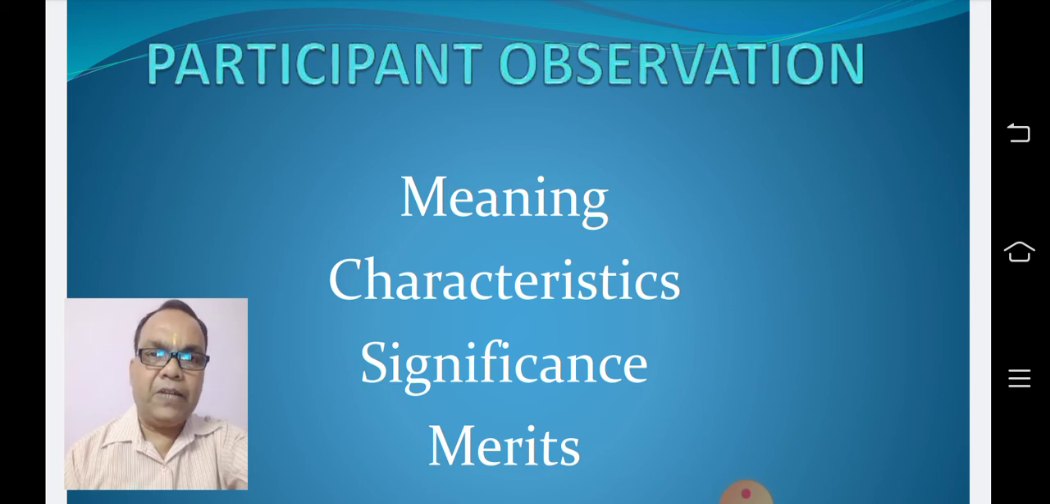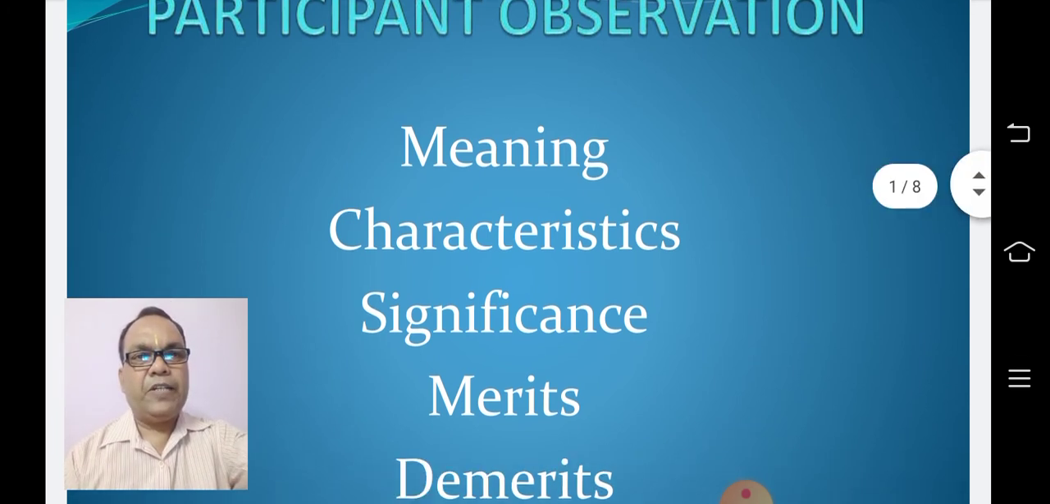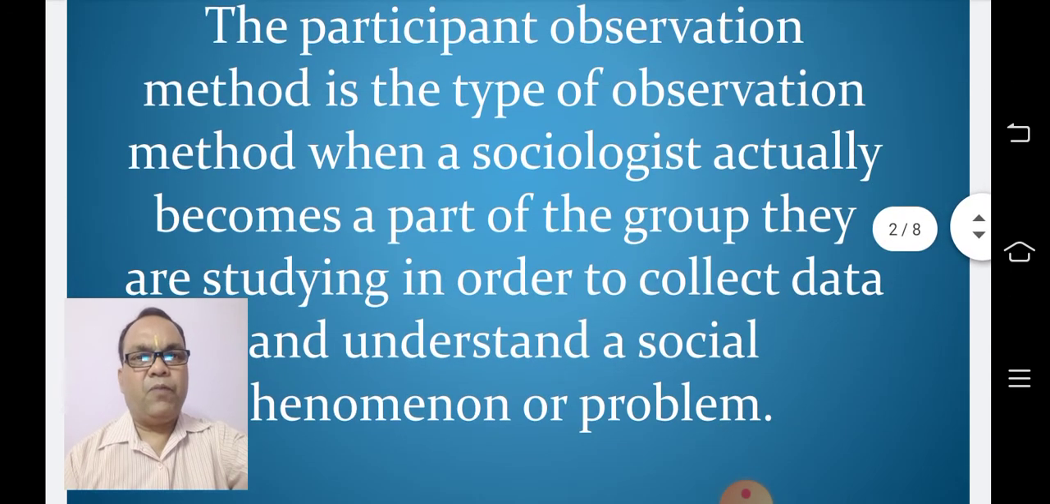It's a scientific method of study, and it allows the researcher, the study maker, to observe the group activities, to participate in the group activities, and in this way to develop an understanding about the problem that he's going to study. So participant observation is a very important type of observation.